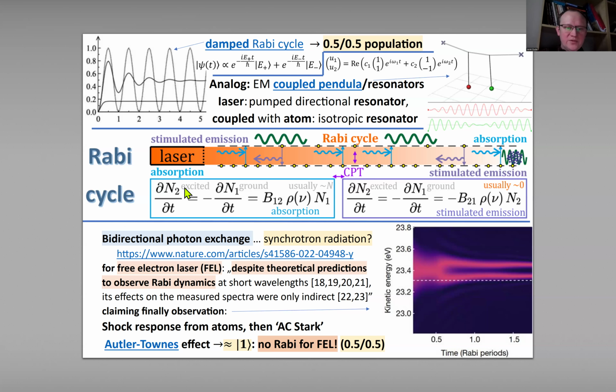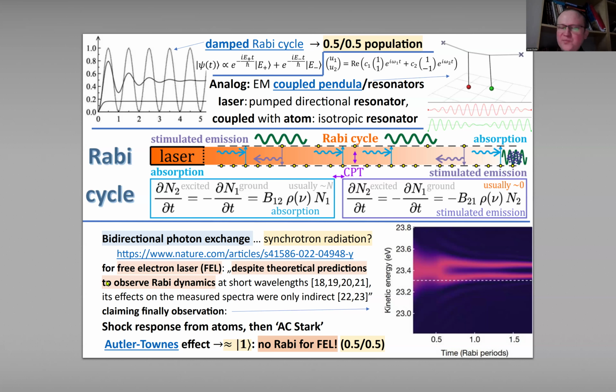So I was searching for this synchrotron radiation, and it turns out that there was an article that says that previously they have tried to get a Rabi cycle with a free electron laser, but they failed.